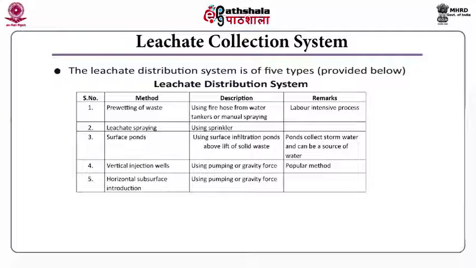The leachate collection system is generally classified into 5 different types, and the table provides a leachate distribution system. For pre-wetting the waste, you can use a fire hose from water tankers or manual spraying, which is generally a labor intensive process. The second method for leachate spraying is to use a sprinkler. Third, for surface ponds, you can use surface infiltration ponds above a lift of solid waste. The fourth is vertical injection wells, where you use pumping or gravity force, which is a popular method. The fifth is horizontal subsurface introduction, where again you use pumping or gravity force.